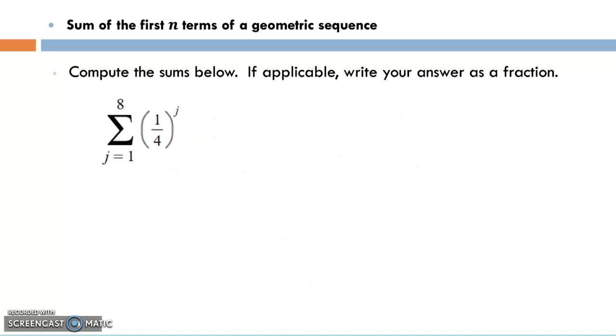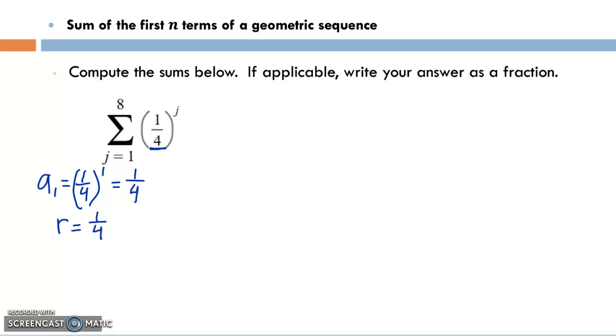Here's my next one. I have this sum of j equals 1 to 8 of 1/4 to the j power. So my first term, a1, is going to equal whatever value I get out for my first term, which is 1/4 to the 1 power. So that's the first j that I put in. So my a1 is equal to 1/4. My r is equal to the value that I'm raising to the power, which is 1/4.